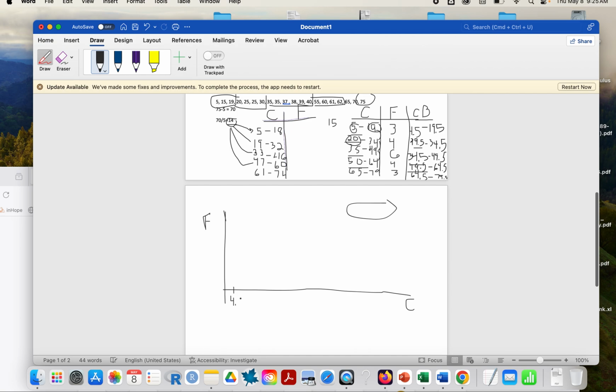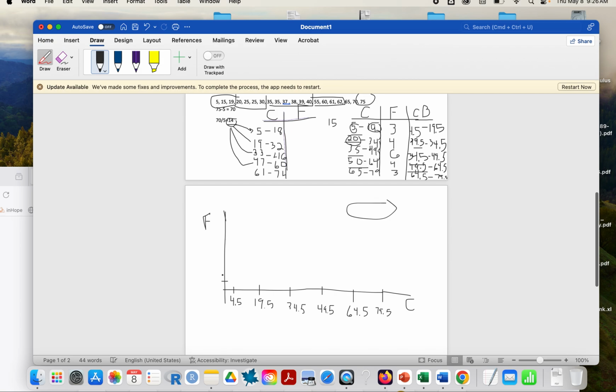So I'm going to ask for your forgiveness here and just go 4.5 to 19.5, and then 19.5 to 34.5, and then to 49.5, and then to 64.5, and then lastly to 79.5. And then you have your frequencies.